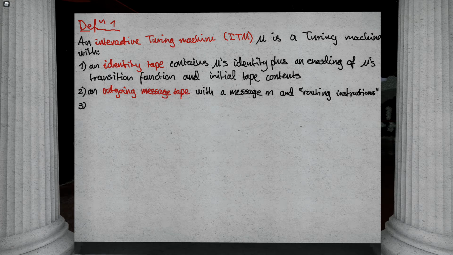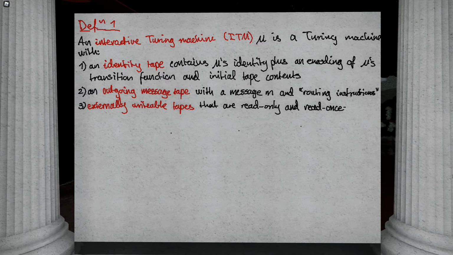And we have externally writable tapes, so this is where the machine is going to receive input. And they have particular properties: they're read-only, so mu cannot write to any of these, and they're also read-once. So when the machine reads a message, the tape advances and it can't be rewound. And this is simply because we're modeling receiving a message, right? You receive a message, the message disappears into the ether after you receive it.